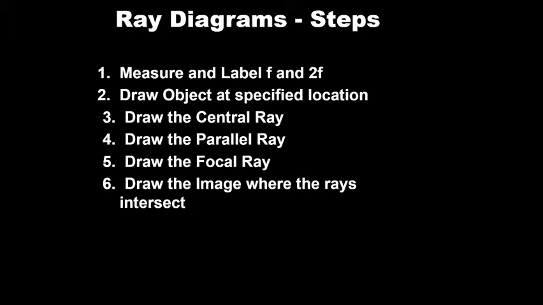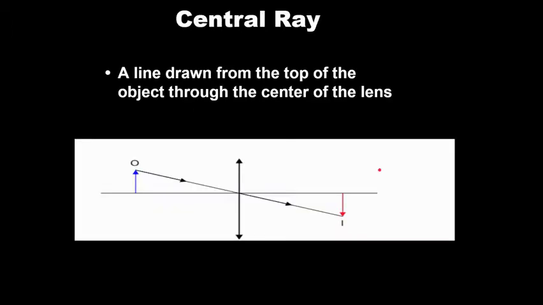Once you get your rays drawn, they should all converge at a single point. That is where your image will form. So images are formed where the light rays intersect for a real image or appear to intersect for a virtual image. So I'm going to go through each of the different rays.